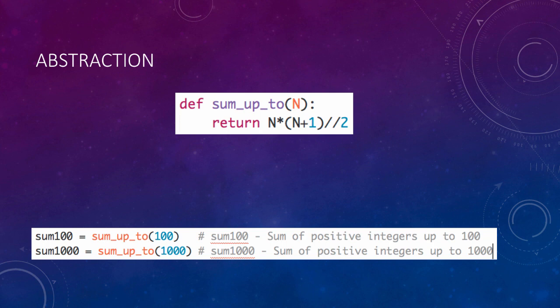But now I'm going to implement it. I'm actually going to write the code. Instead of going on a loop and adding 1, 2, 3 up to n, I'm simply going to return n times n plus 1 divided by 2.